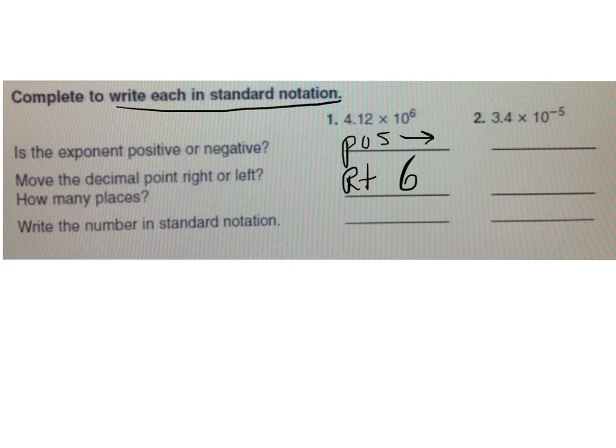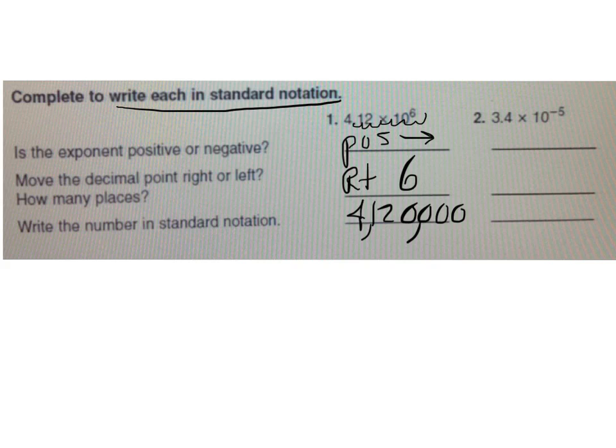So write the number in standard notation. Take your decimal point, move it 6 places to the right. 1, 2, 3, 4, 5, 6. So we've got 4, 1, 2. We need 4 more zeros. So what is our number? 4,120,000.